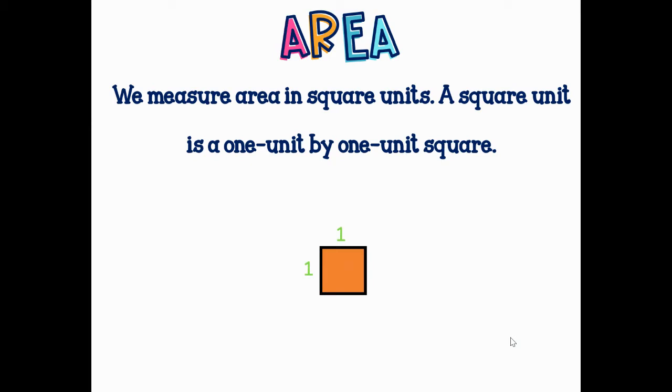We measure area in square units. A square unit is a 1 unit by 1 unit square. Notice how the squares below have side lengths of 1 unit. And remember, to be a square, all of your sides have to be the same length. So a unit square is when you have a 1 by 1 square.